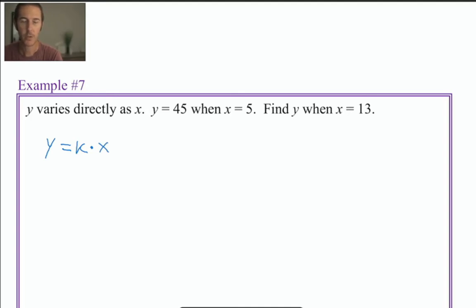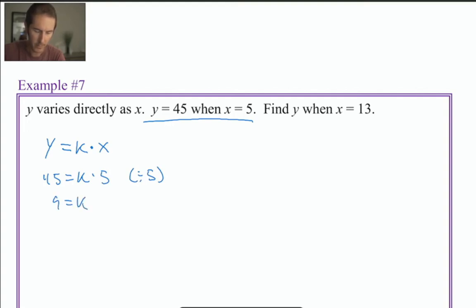As promised, we're going to be told everything except for our k value. So let's plug these numbers in. 45 is equal to, don't know what k is, times the given x value of 5. We'll divide both sides by 5 to find that 9 is equal to k. So we've got our k value. We're going to take this k value, plug it back into the equation that we designed.